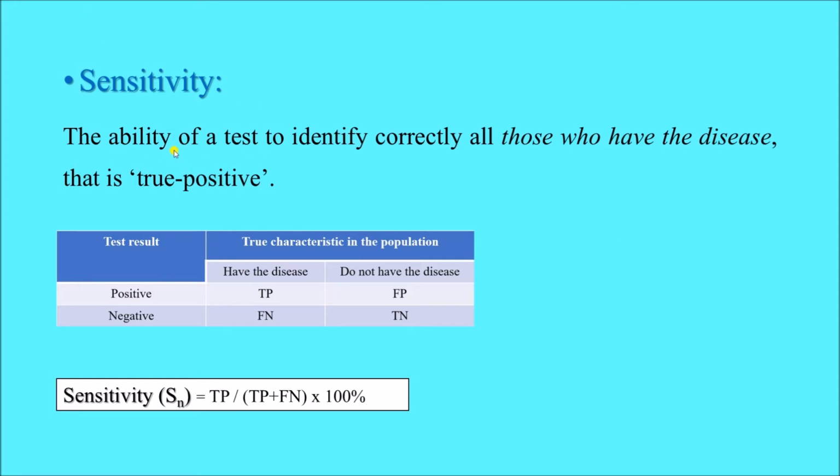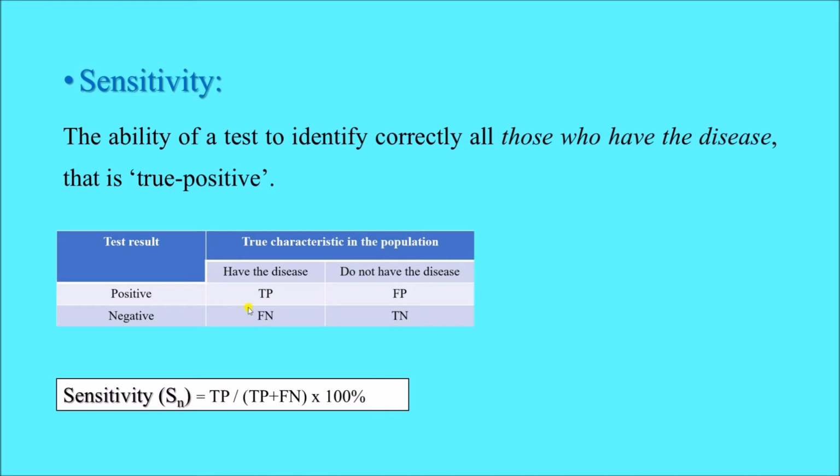Sensitivity tells us about the ability of a test to identify correctly all those who have the disease, that is true positive. So as I mentioned, people who have the disease, based on the test result, they can be true positive, that means they will test positive, or they may test negative, which is basically the false result, and that is why they are considered as false negative. So this true positive plus false negative is basically the total number of people having the disease. Out of these people, we want this true positive number as high as possible. Higher the true positive, higher is the sensitivity of the test. Right. So if we look at the formula of the sensitivity here, it is given by true positive divided by true positive plus false negative into 100%, because sometimes we express sensitivity as percentage.